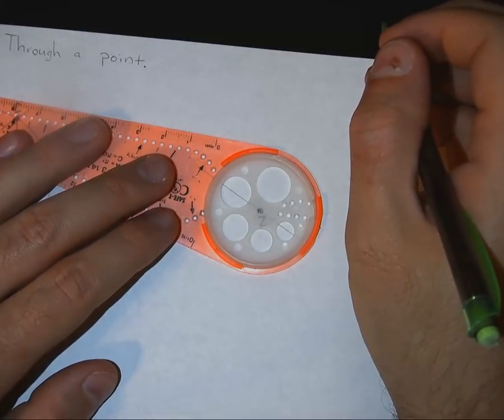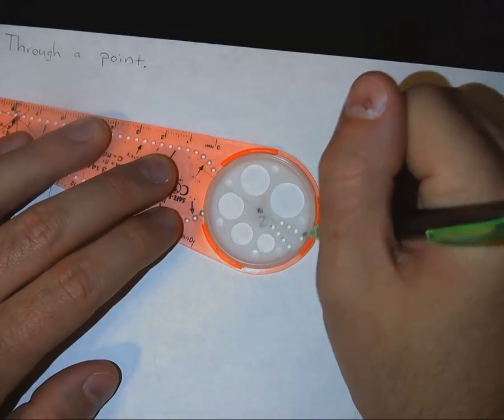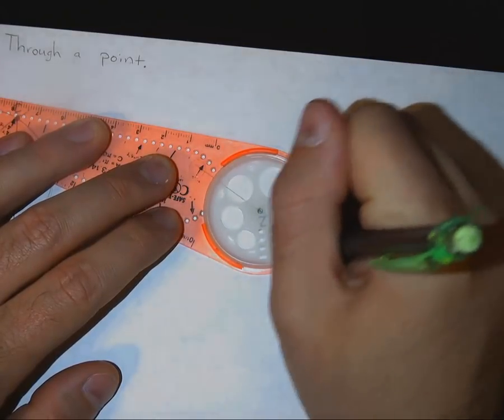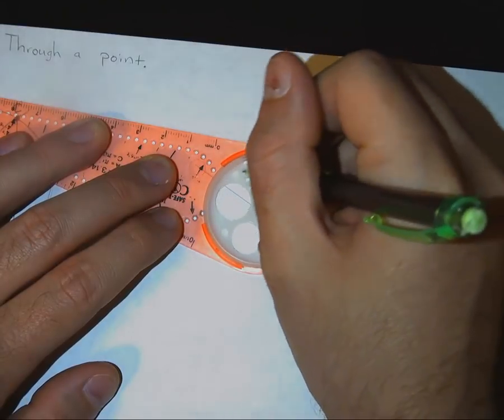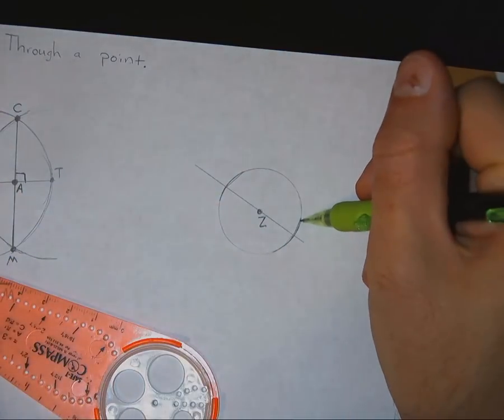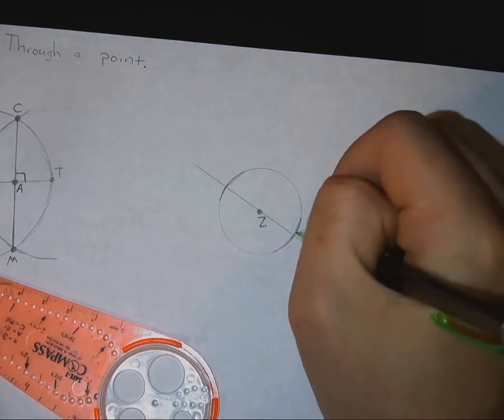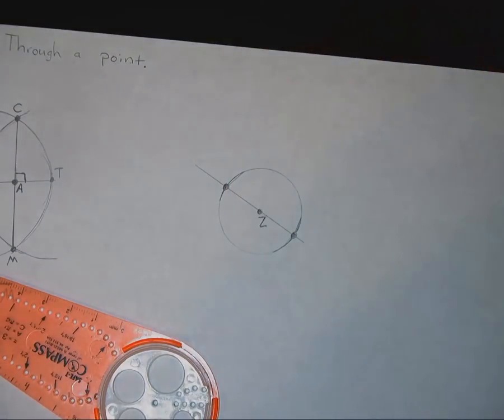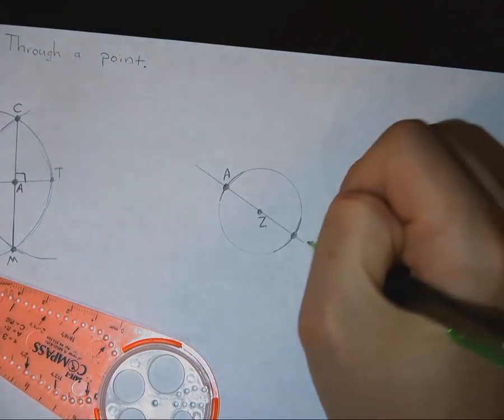Place my center on Z, draw a circle, make sure it hits your line so that you have an intersecting point here. Use that same circle to come around here. Again, I'll draw the whole circle lightly, but the most important parts are where it's intersecting lines. Let's call this one A and this one B.